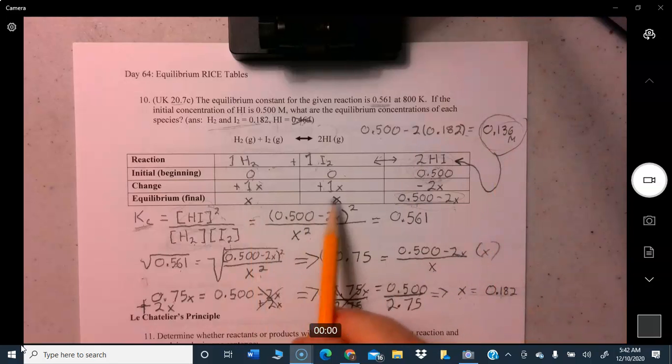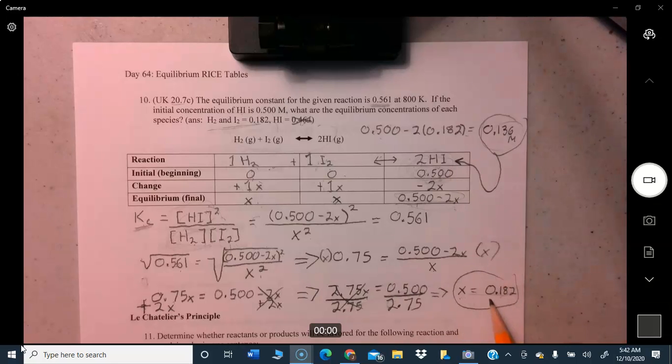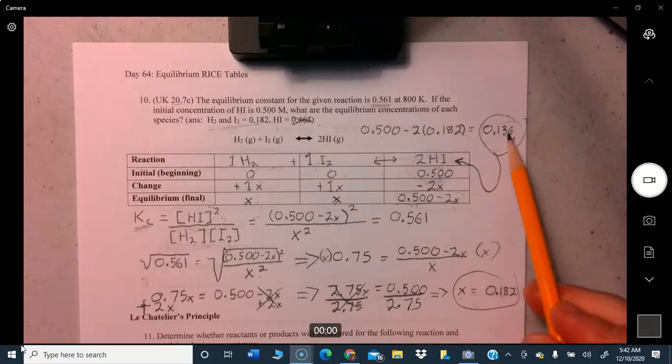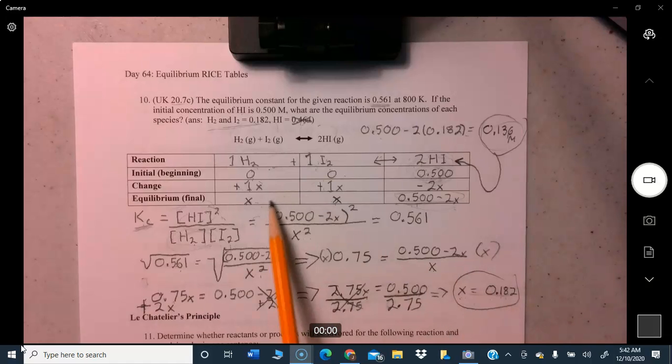And for these two, X and X, it's this down here, 0.182. So those are the concentrations of H2 and I2 at equilibrium. When the reaction reaches its happy spot and stops, that's what you're going to have. This much of HI and this much concentration of H2 and that same concentration of I2.